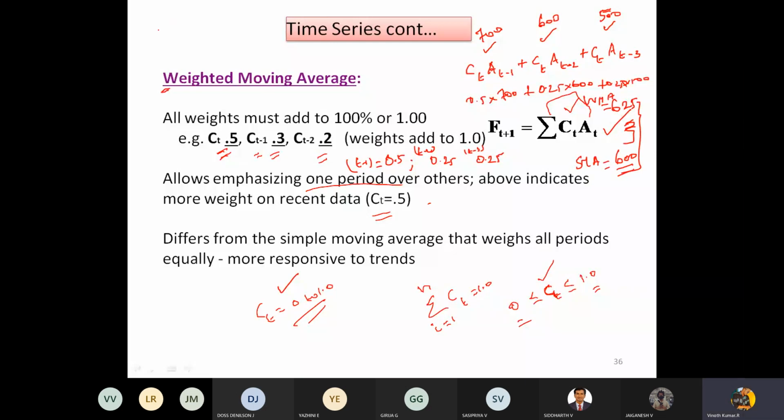This person, SMA, it is 600. WMA, it is 625. It is a forecast value in the month of January, right?